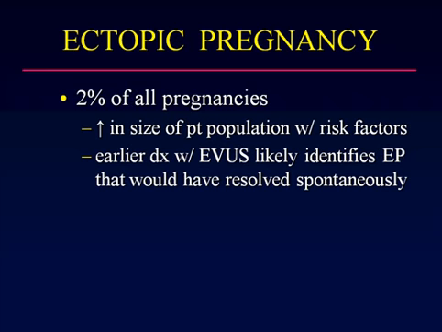Regarding ectopic pregnancy, in the United States, it accounts for approximately 2% of all pregnancies, and this incidence has been increasing over recent decades. The reason for this is that there has been an increase in the size of the patient population with risk factors for ectopic pregnancies, but also because we are now diagnosing these pregnancies earlier with endovaginal ultrasound, and therefore we likely identify ectopic pregnancies that would have resolved spontaneously without coming to medical attention before the advent of endovaginal ultrasound.